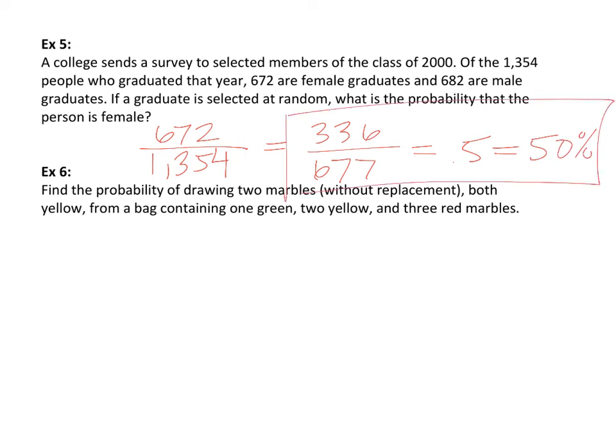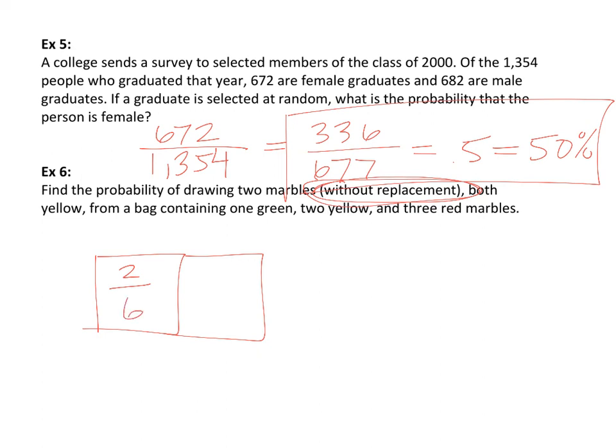Done. All right, for example 6, find the probability of drawing 2 marbles without replacement. It's a key idea. Both yellow from a bag containing 1 green, 2 yellow, and 3 red marbles. Okay, you could think of this as the 2-slot system. For this first slot, what is the probability that I choose a yellow marble? All right, well, there's 2 to choose from out of a total of how many?